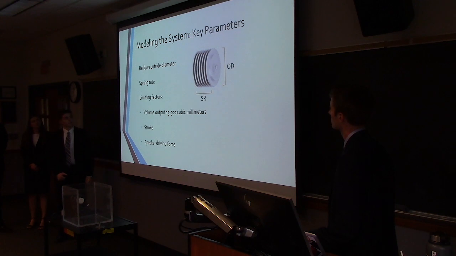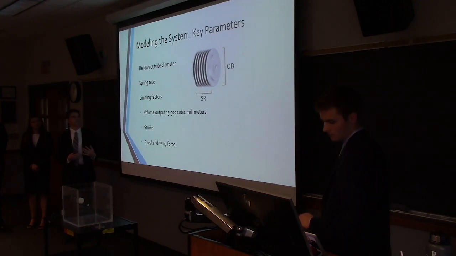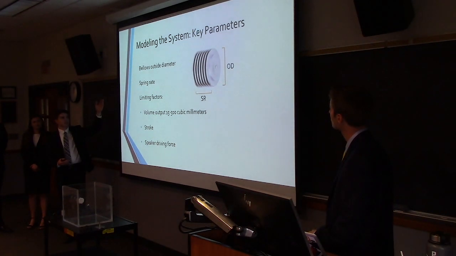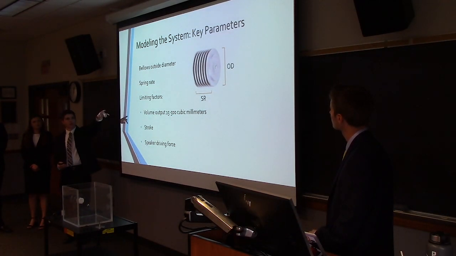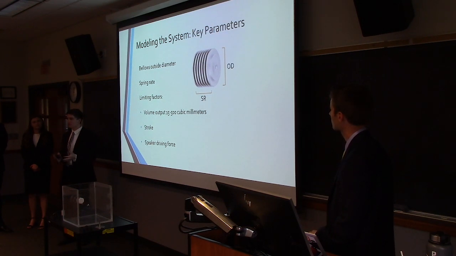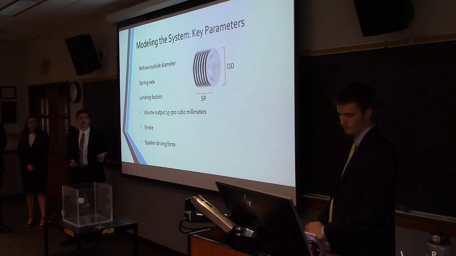When we were talking to bellows companies and filling out spec sheets, 2 big parameters that we needed to know were the bellows outside diameter, which I have labeled as OD, and the spring rate, which I have labeled as SR. The spring rate can just be thought of as the stiffness of the bellows, and it's how easily it extends or compresses.